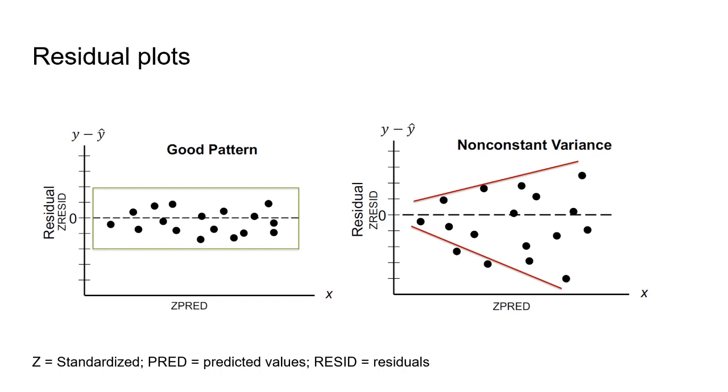Now, let's briefly look at residual plots, one of the assumptions. Here we are looking at the standardized Z predicted value versus the standardized residuals. And if our plot looks like this, it indicates consistent variance. But if it looks like this, and the spread exceeds plus or minus 3 standard deviations, then this indicates non-constant variance, and we are violating one of our assumptions.